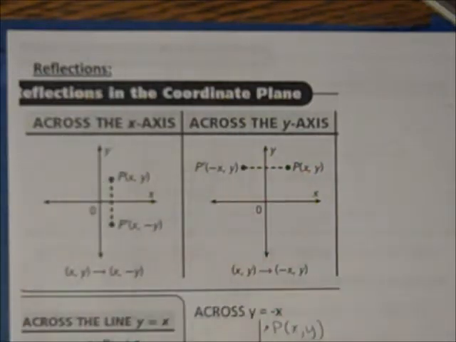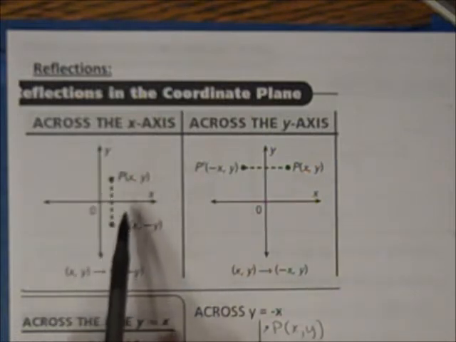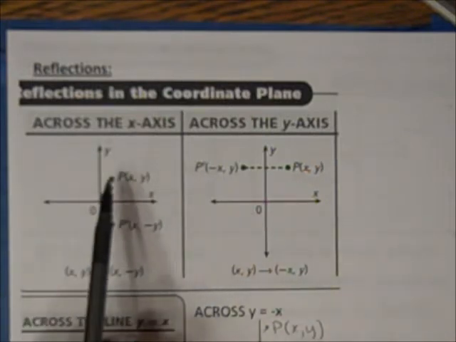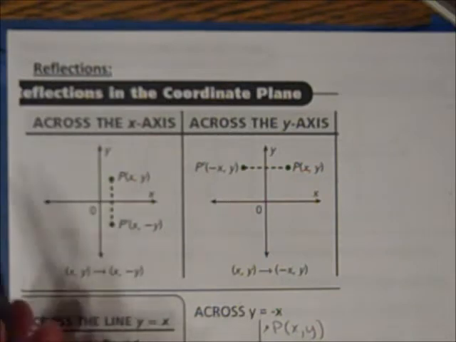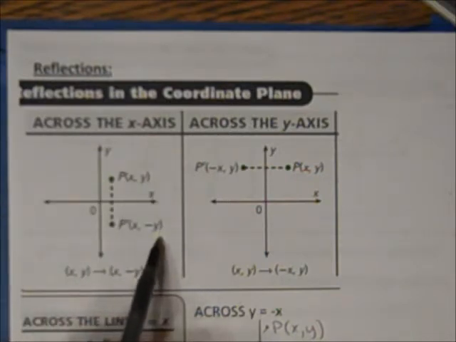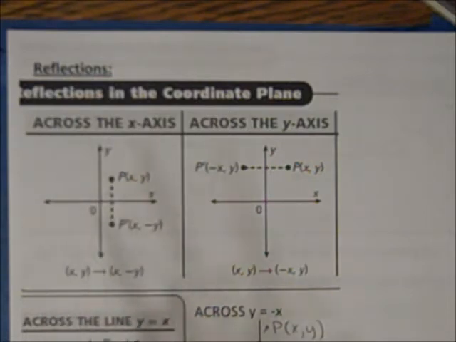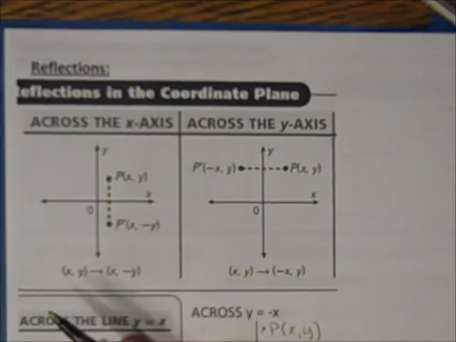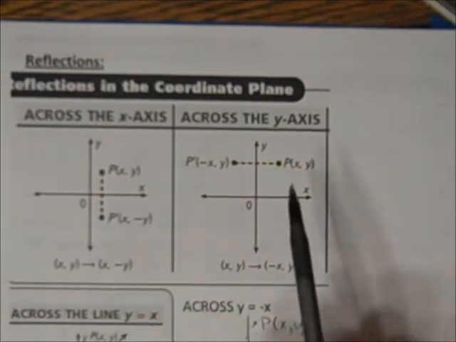So, reflections, there are 4 possible ones. The most common are across the x-axis. When you reflect a point across the x-axis, the x stays exactly the same and the y changes sign. So if it was positive, it's negative. If it was negative, now it's positive. It just switches signs.